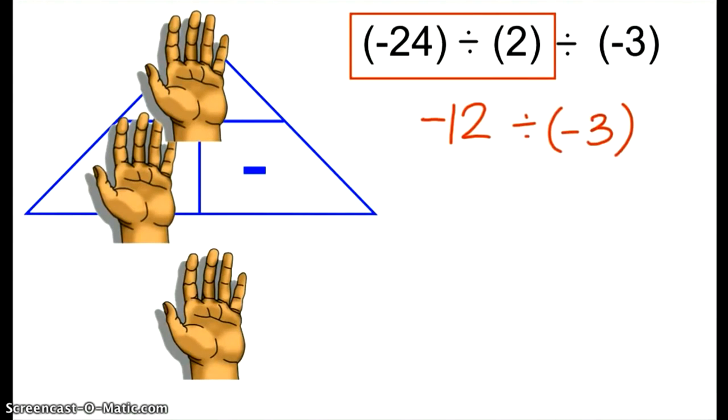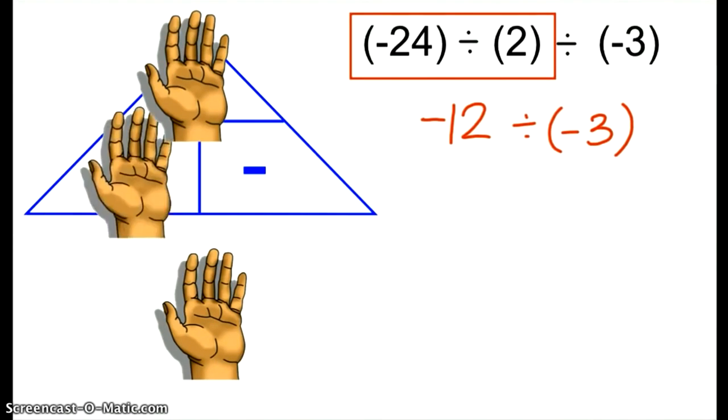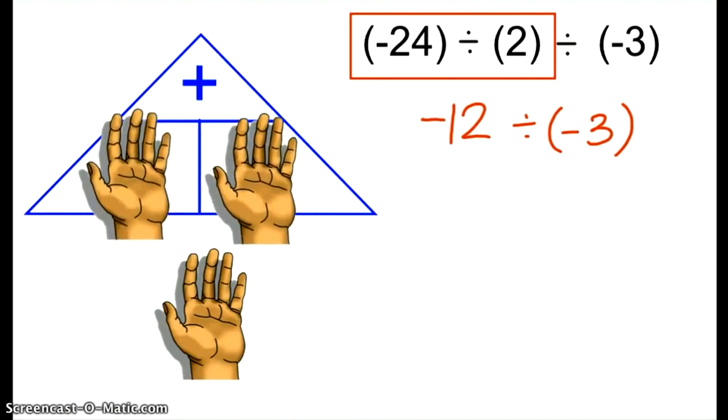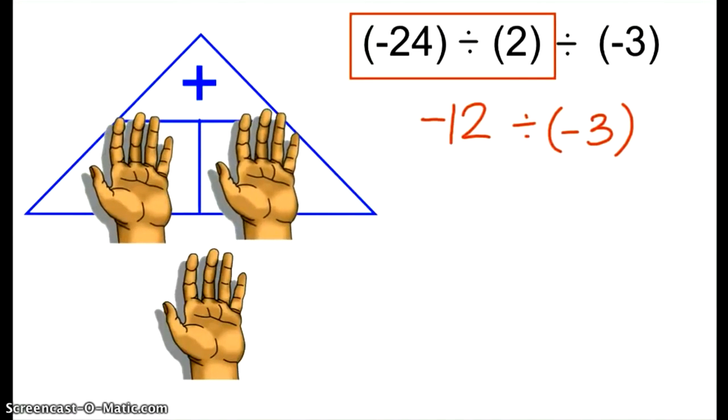Now I'm going to have to move my hands because I have one negative that's covered up, and the other negative is going to have to be covered up for -12 and -3. So my answer is going to be positive, and 12 divided by 3 is a +4.